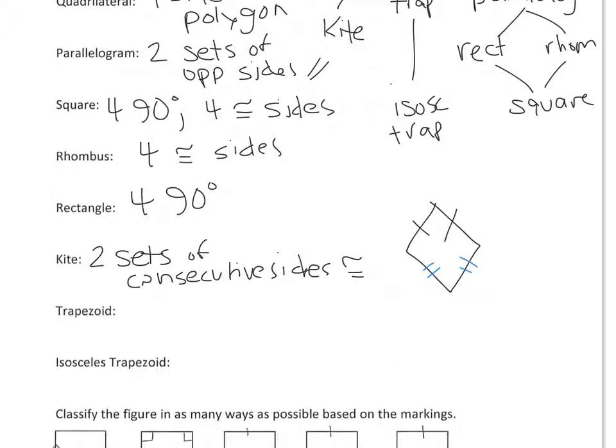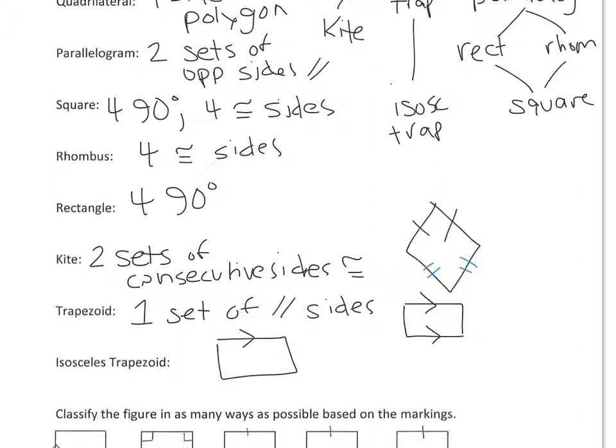A trapezoid has one set of parallel sides. So a trapezoid would be like this. One set of opposite sides parallel, whereas a parallelogram has 2 sets of opposite sides parallel. An isosceles trapezoid is a specific type of trapezoid, so it has opposite sides parallel, but it also has base angles that are congruent, and these two sides are congruent. So the sides that are not parallel are congruent. That's an isosceles trapezoid.